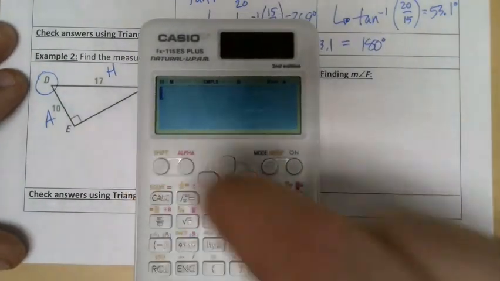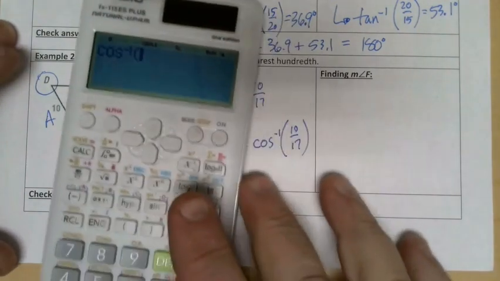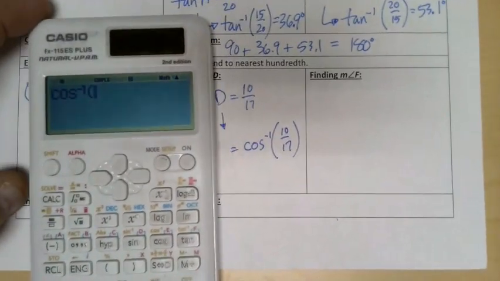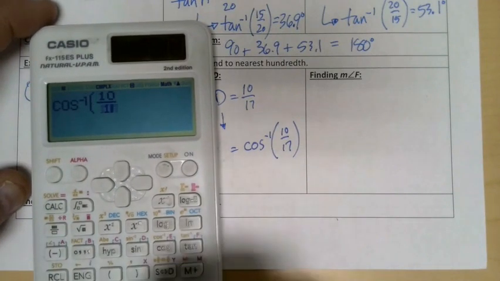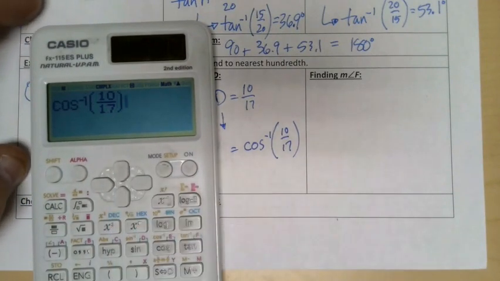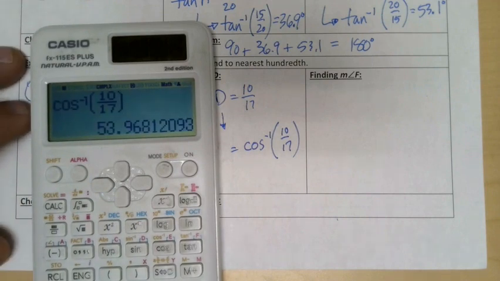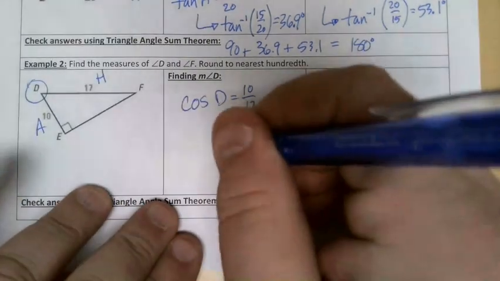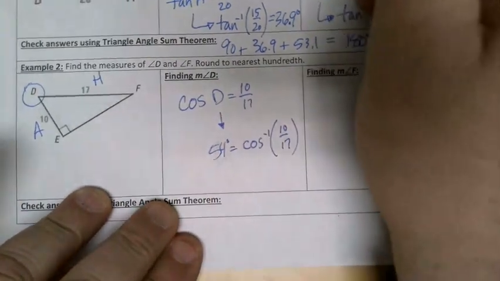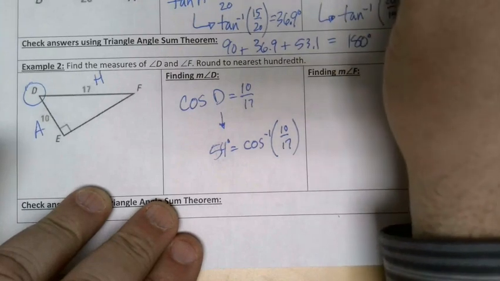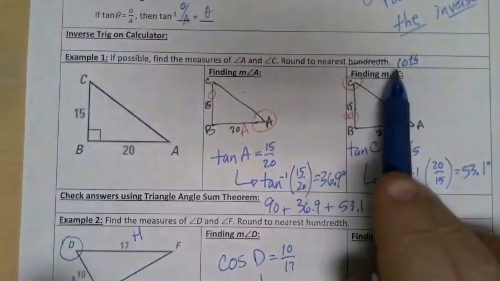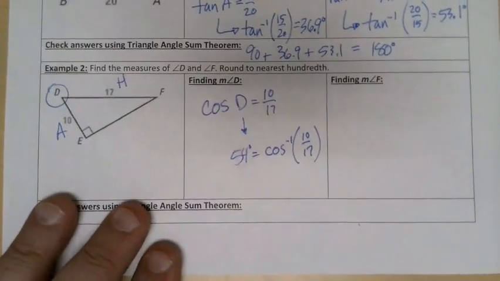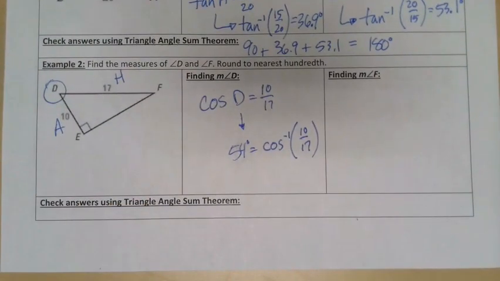I'm typing in the inverse cosine, so shift cosine of that 10 over 17 gives me 53.96. So I'll round that. That's just going to be rounded to 54 degrees. I know the instructions up here said to round it to the nearest hundredth. Let's just go tenth. Let's go one decimal place up there. Okay? And in your answers in your computer, in your homework today, put it to the nearest tenth. Okay? So D is 54 degrees.